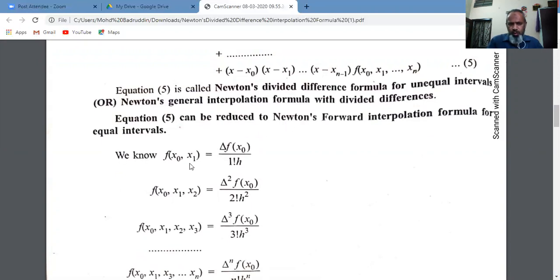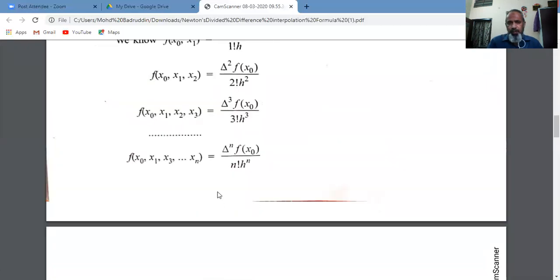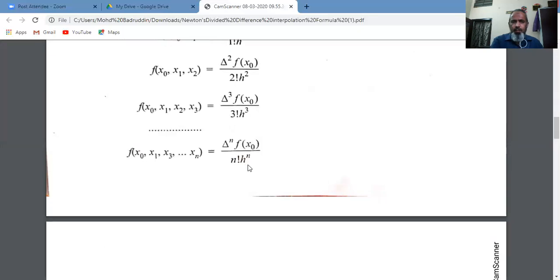So what is f of x naught comma x1? This is the first divided difference. In the previous class, we have seen that the first divided difference can be written in terms of forward differences as delta f of x naught by factorial 1 into h. So similarly, the second divided difference can be written as delta square f of x naught by factorial 2 h square. The third divided difference is written as delta cube f of x naught by factorial 3 h cube. Similarly, the nth divided difference can be written as delta power n f of x naught by factorial n into h to the power n. So we have seen this.